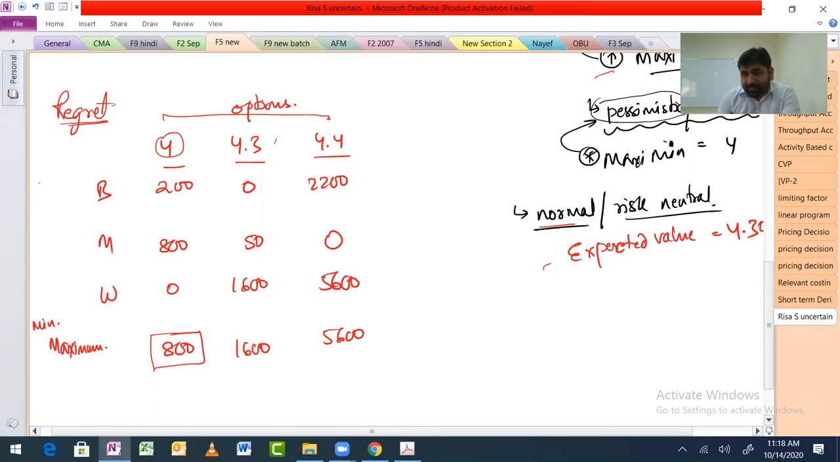So first you find the maximum, that this is the maximum regret that I can have for this option, this option, this option. All right? And then you find the minimum out of that, that in which option I have the minimum regret. So if you select 4, as per regret rule, 4 is the best. They will tell you in the question which methods to use, so don't get too excited.